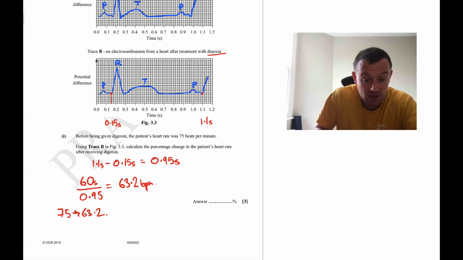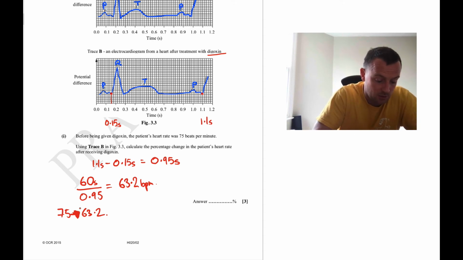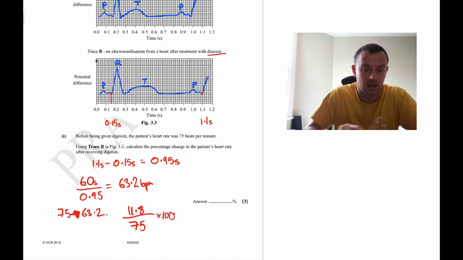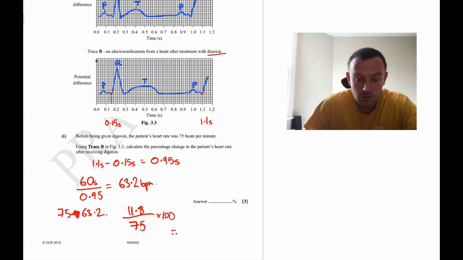So what is the actual change there? The number change, so 75 minus 63.2 equals a change of 11.8, divided by the starting value, which is 75, times 100 to make it a percent. So 11.8 divided by 75 equals, times 100, so 15.7%. And it is a negative change, isn't it? So it's minus 15.7%.